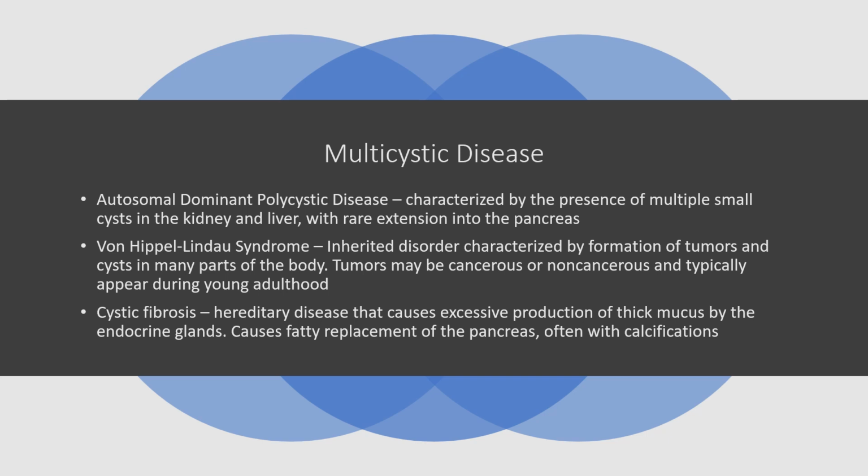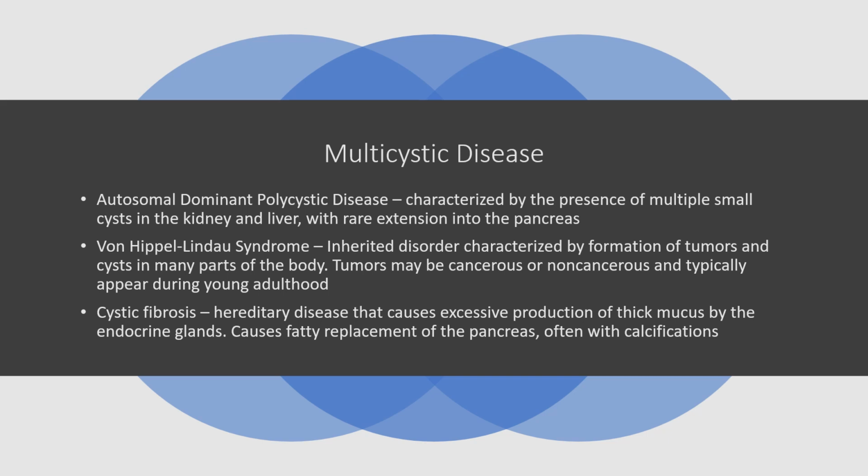The first one is autosomal dominant polycystic disease. This is characterized by multiple small cysts in the kidney and the liver. Typically, those are the organs that it's going to affect, but on occasion it can affect the pancreas as well. And the cysts can be microscopic to several centimeters in diameter, and as they increase in size, they're going to destroy the normal parenchyma of the pancreas. So they're going to destroy the normal tissue.